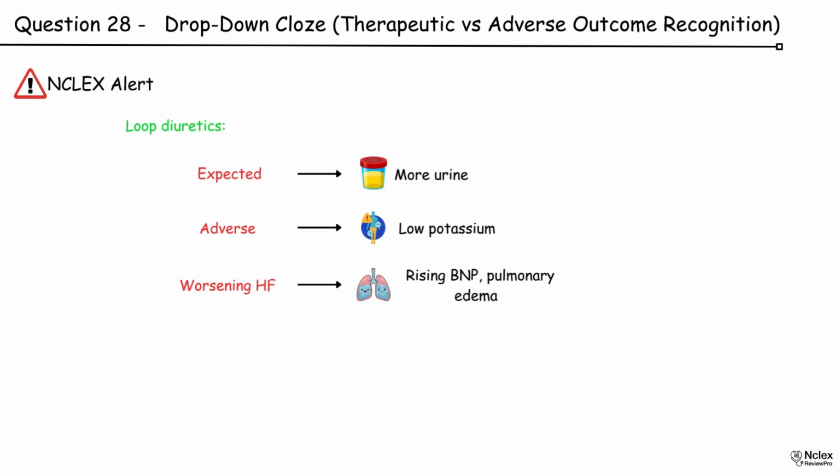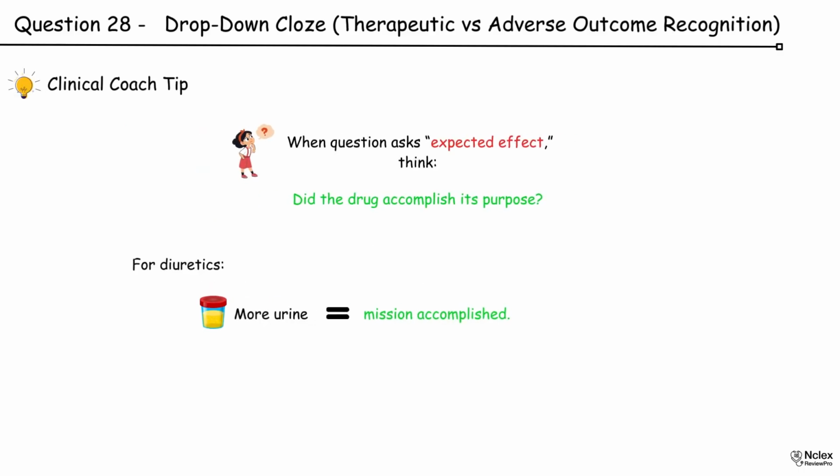Keep those patterns straight. Now here's the clinical coaching point. Whenever the question asks for expected effect, ask yourself one simple question. Did the drug accomplish its purpose? For diuretics, the mission is fluid removal. More urine means mission accomplished. That is exactly how NCLEX expects you to evaluate therapeutic response. All right, let's move on to the next question.